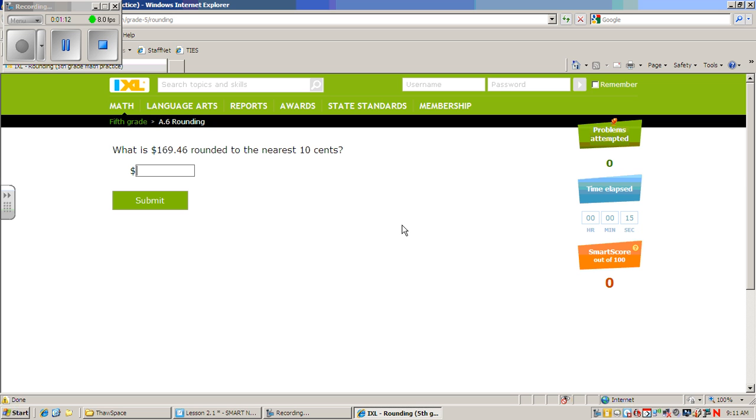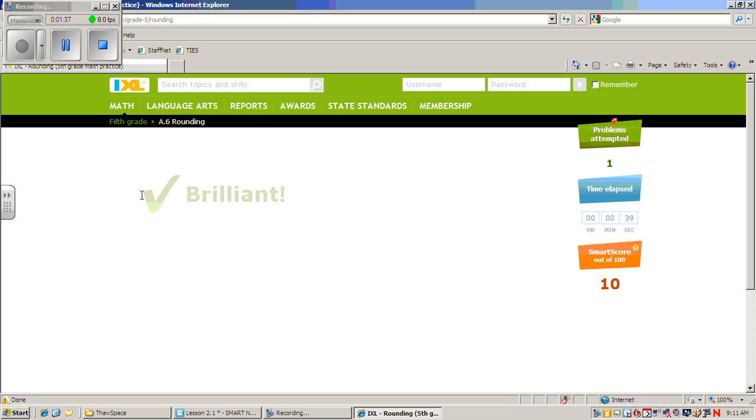So this says, what is $169.46 rounded to the nearest 10 cents? So we're talking about 10 cents now. So we're talking about 46. That's what we're talking about. So we need to round it. 169. And I hope you're all thinking that it would need to be 50 cents. I hope that's what everybody was thinking in their head as we did it, so that we get it correct. And we are brilliant, okay?